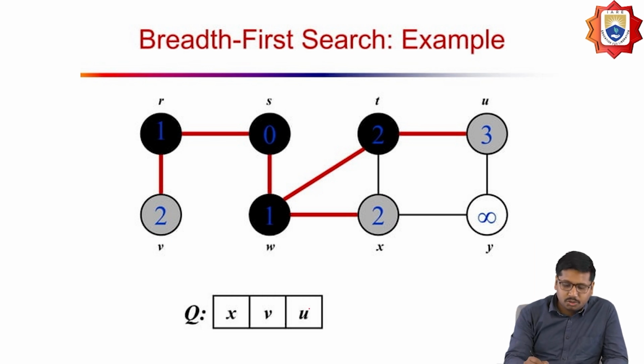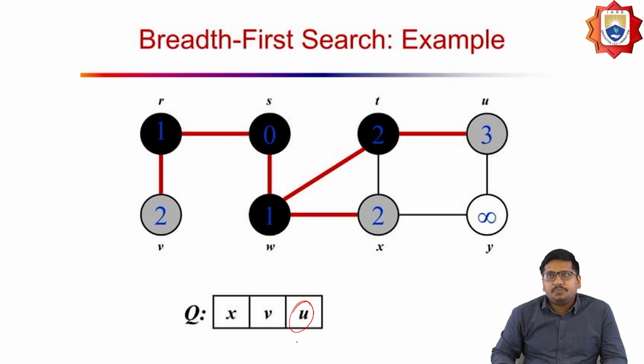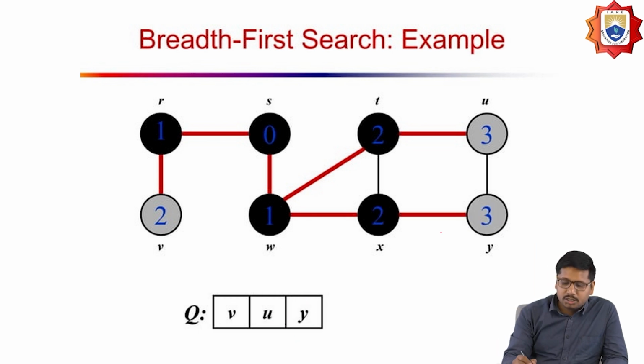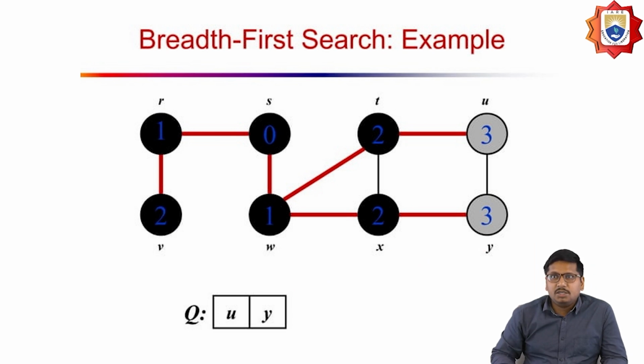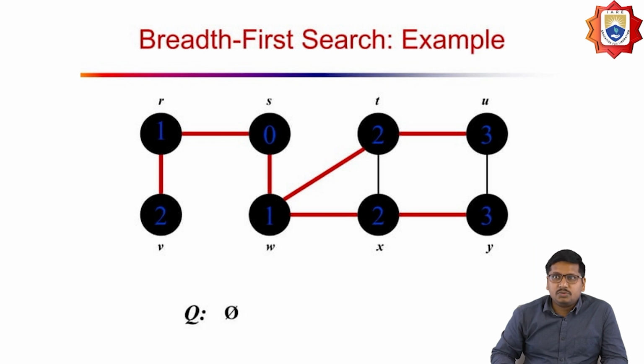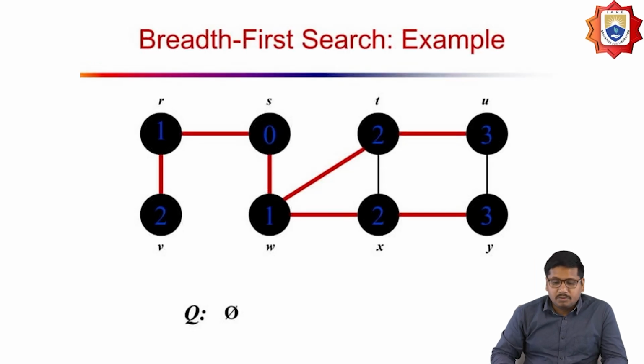That should be U, so U should be added onto the queue. And next one, X. For X, the adjacent node should be Y, so Y should be added to the queue. And similarly V, we already visited, so I mark it as dark black. And next one is U, for U the adjacent node is Y, and Y I should also visit, it should be marked as black, and make the queue empty. So this should be the working of this BFS algorithm.